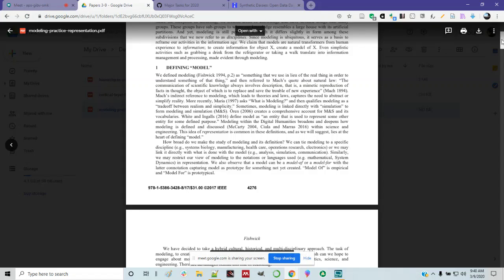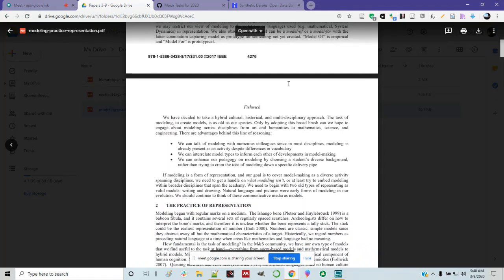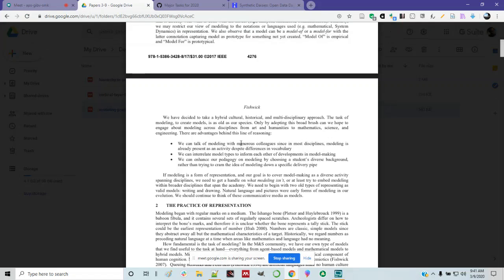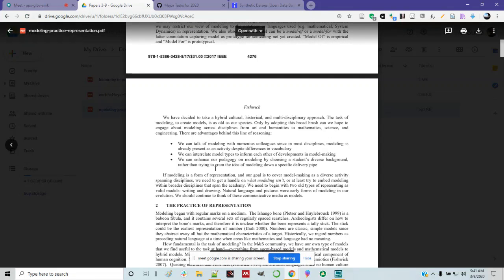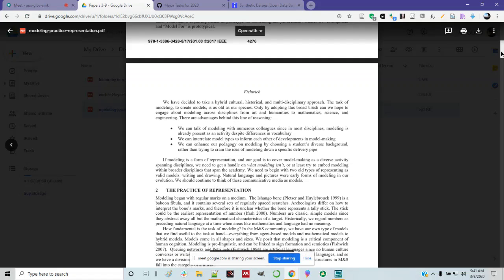The idea of representation is common in these definitions, and we will suggest it lies at the heart of defining a model. So he talks about it in terms of representation. He talks about modeling with numerous colleagues, since in most disciplines modeling is already present, and activities are separated by differences in vocabulary. So it's sort of a way to clarify a representation of something. Linguistically, you could say something that's very difficult to understand from one person to another, but models might be able to consolidate that meaning a bit.